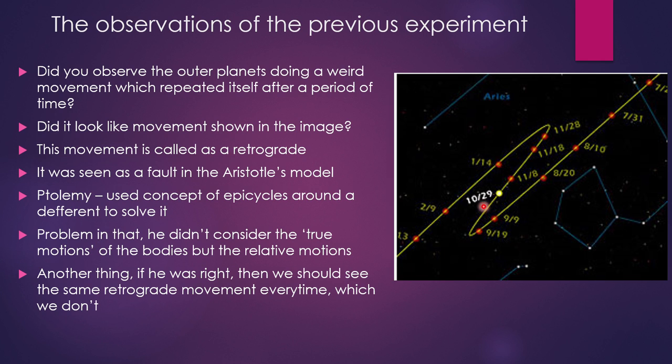And this motion, this retrograde, is a relative motion. It's not a true motion. It's not how it truly moves. And there is another thing. If Ptolemy was right, then we should see the same retrograde movement every time a retrograde happens. But do we see the same retrograde happening over and over again? No, we don't. And that's another main problem.